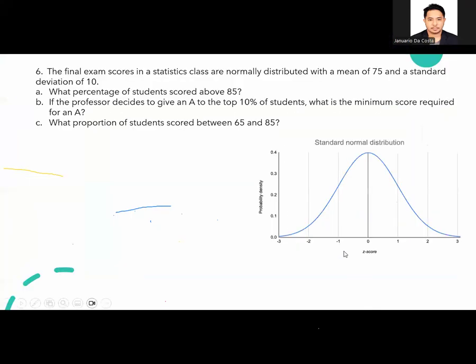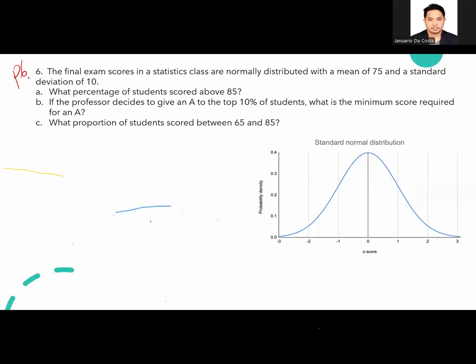This is problem number 6, P6. Screenshot this. Has everybody done that already? Okay, screenshot already, teacher.